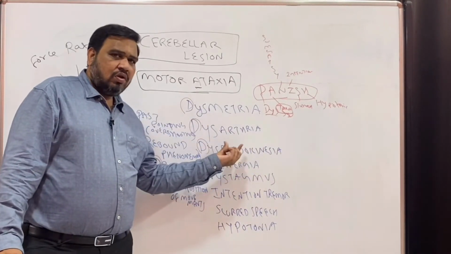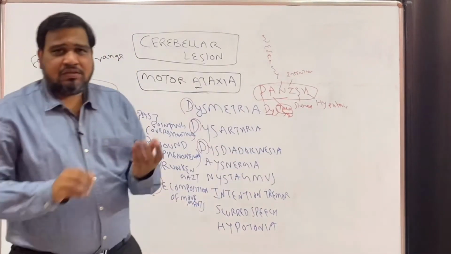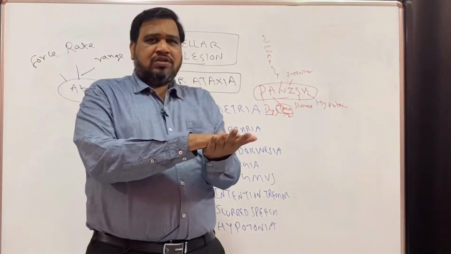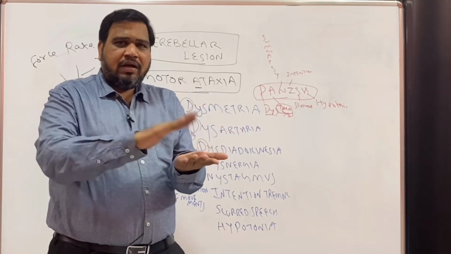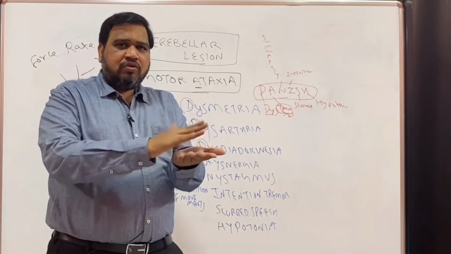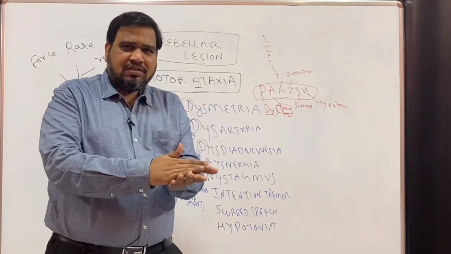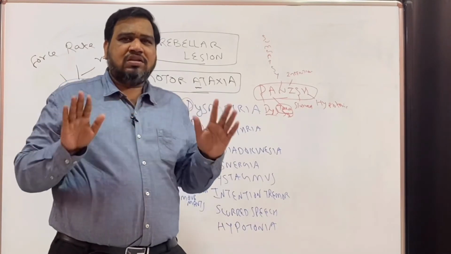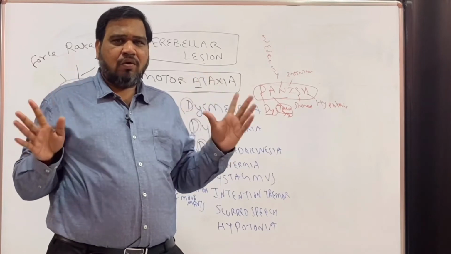Dysdiadokinesia. Alternate movements they will not be able to do properly. For example, this is prone position, this is supine position. I am able to do alternate prone and supine positions very fast. For example, I am not missing it. The reason is, as I mentioned, the coordination is normal. My cerebellum is functioning normally, my spinocerebellum is normal, my coordination is normal.